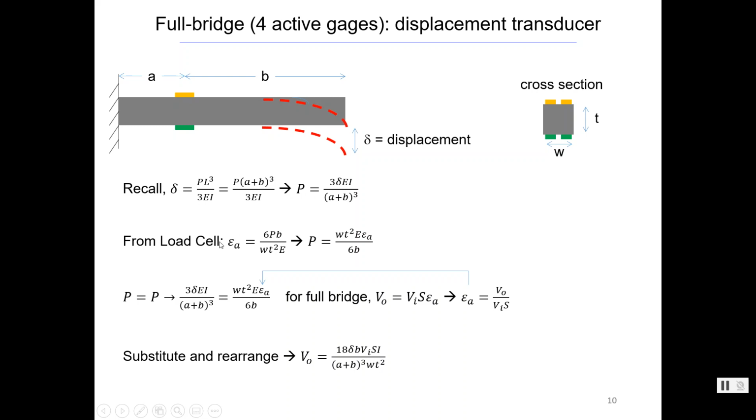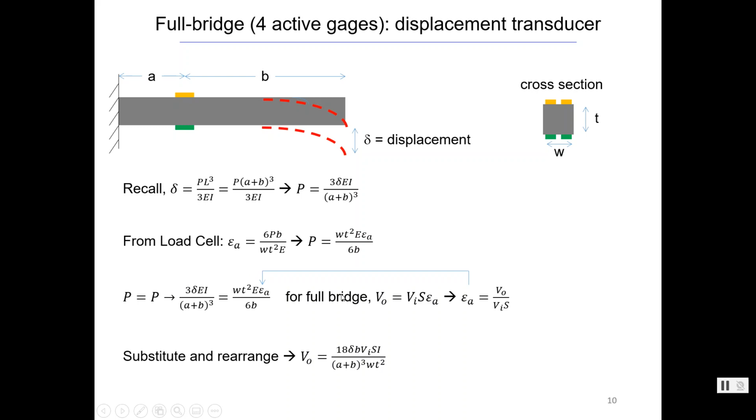So from that load cell, our strain was equal to 6 times the load times this dimension b over the width times the thickness squared times the modulus of elasticity. If we rearrange this for the load, we get this. And since P is equal to P, then this is equal to this. That's what we have here.